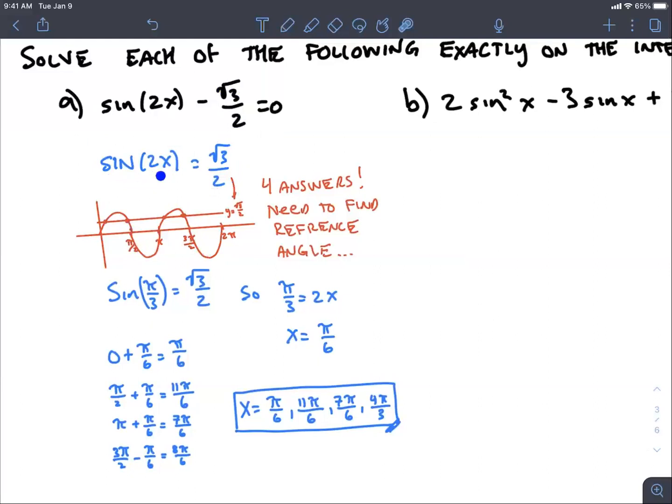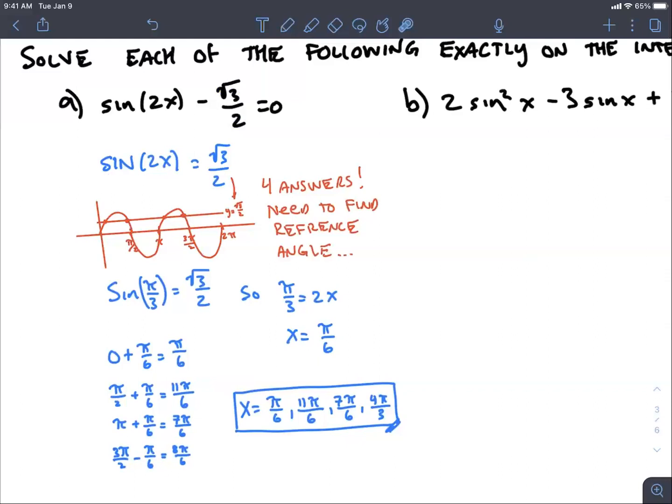The 2x affects the period of this function, so it's happening twice as quickly. So usually in 2 pi, sine is just one cycle, right? But since it's the sine of 2x, you get 2 complete cycles. So everything happens twice as fast is how I think of that.